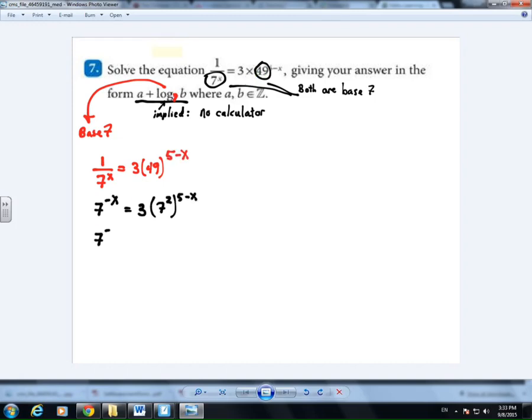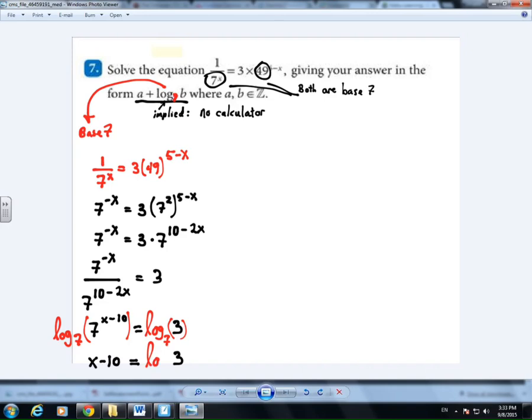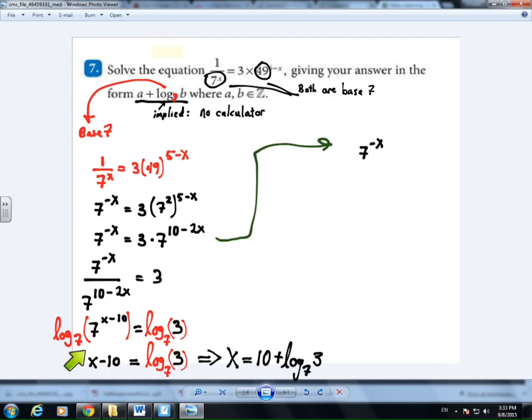I express everything in terms of base 7, and then I divide both sides by 7 to the 10 minus 2x power. I subtract the exponents to get this exponential equation. Now, to solve the equation, I'm just going to take the log base 7 of both sides, and the left-hand side is inverted, so I'm really getting x minus 10 equals the log base 7 of 3. So, the solution to the equation, when solving for x, we add 10 to both sides. X equals 10 plus the log base 7 of 3.